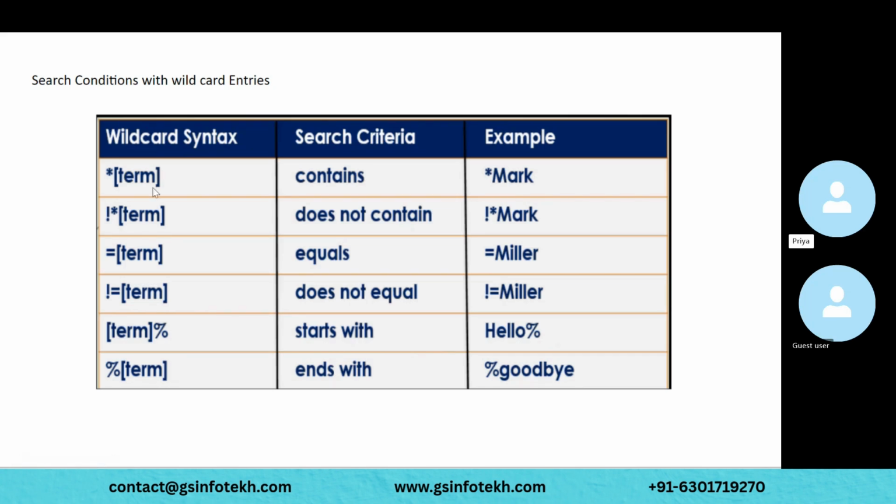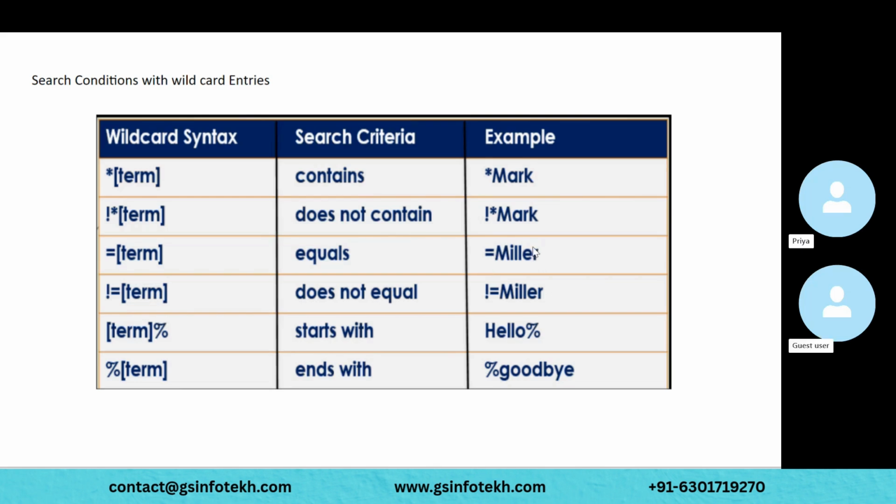And we have something called wildcard entries. Star means contains. If you want to see does not contain, you should use the exclamation mark, asterisk, and then the word you want to see. Equals means it will get the exact match. Contains means, for example, the name Markram: if I put star mark, it will fetch that record. If I put equal to mark, it won't fetch that because it needs an exact match. Equal to Miller means it should be Miller only.